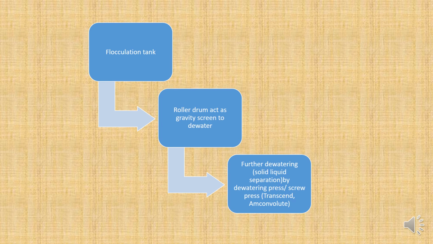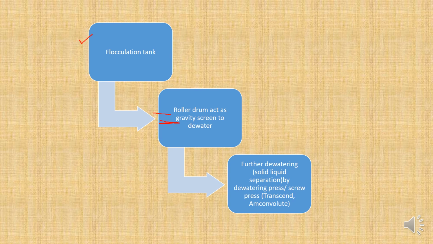So after seeing many industrial scale algae harvesting systems, I have seen that most of them first use flocculation, that is, flocculant is added with gentle stirring of the slurry in the flocculant tank, and then after it is flocculated, the flocculant is skimmed off, and then it is dried in a roller drum with a gravity screen. This gravity screen mainly speeds up the process of dewatering.